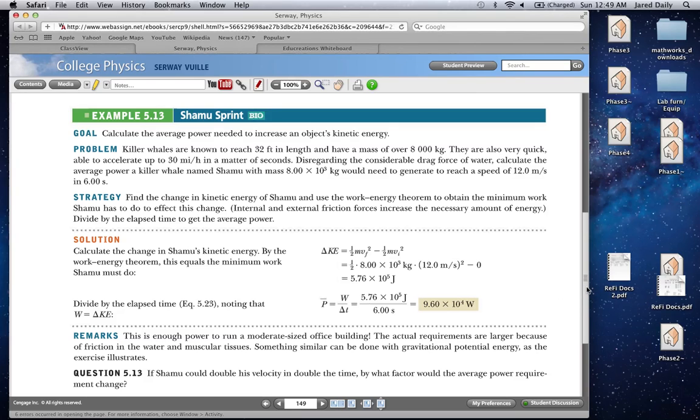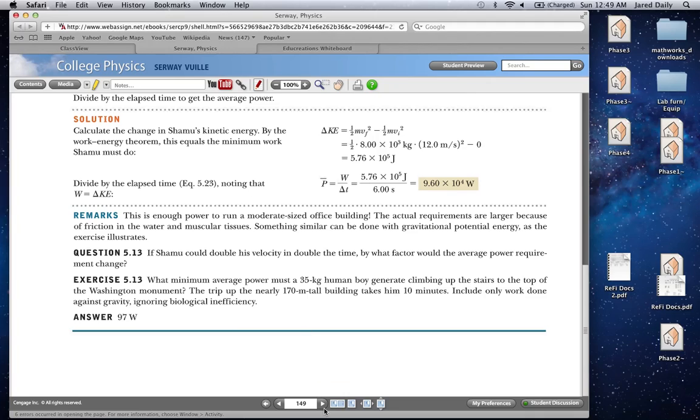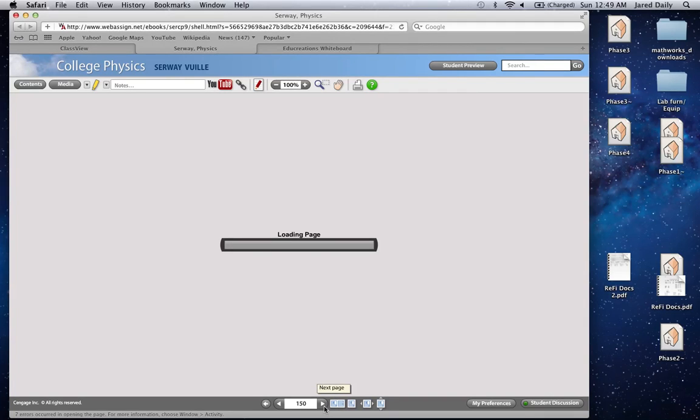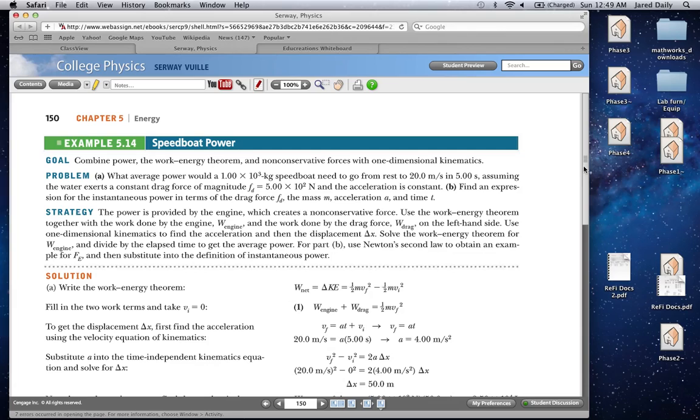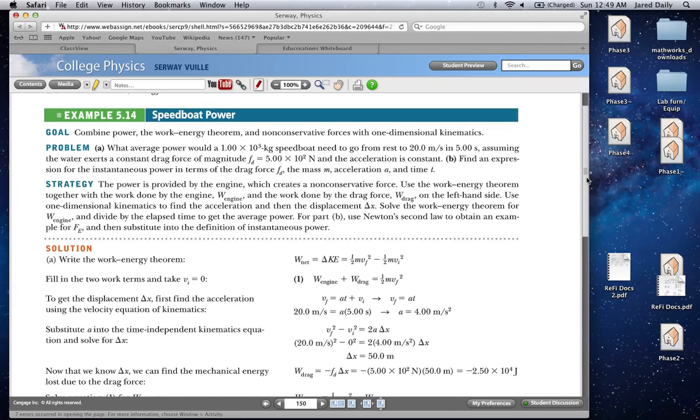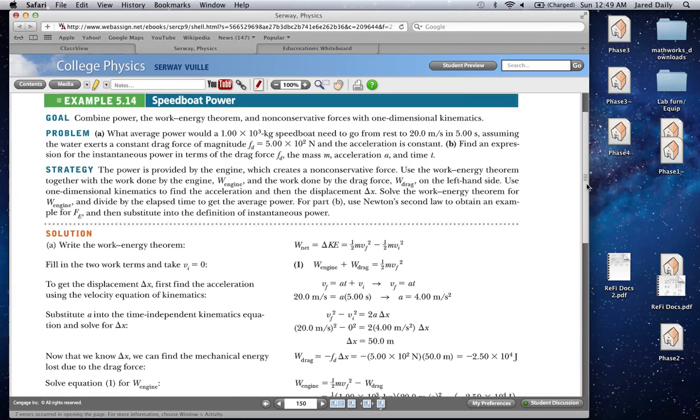So can we go down on the page here? Speedboat power. Okay. Often used with speedboats is the horsepower. We have a 1,000 kilogram speedboat. That's a pretty heavy speedboat. It must be a big one. Needs to go from rest to 20 meters per second in 5 seconds.